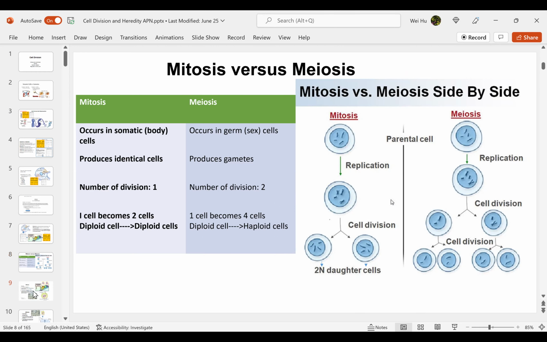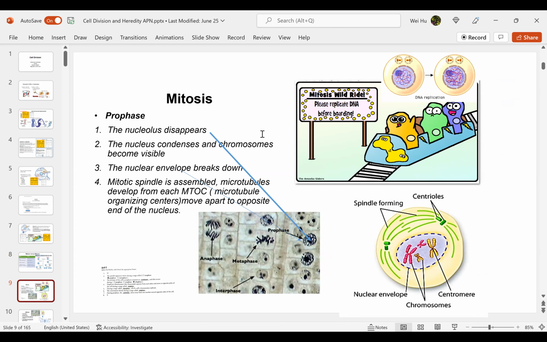Okay, now let's have a look. This is a picture of onion root. So that's the part, right? Let's start with mitosis. Mitosis starts here with division, prophase. What you can see here is prophase. You can see the nucleolus disappeared and the nucleus becomes condensed. That's why you can see this. And the chromosomes become visible.